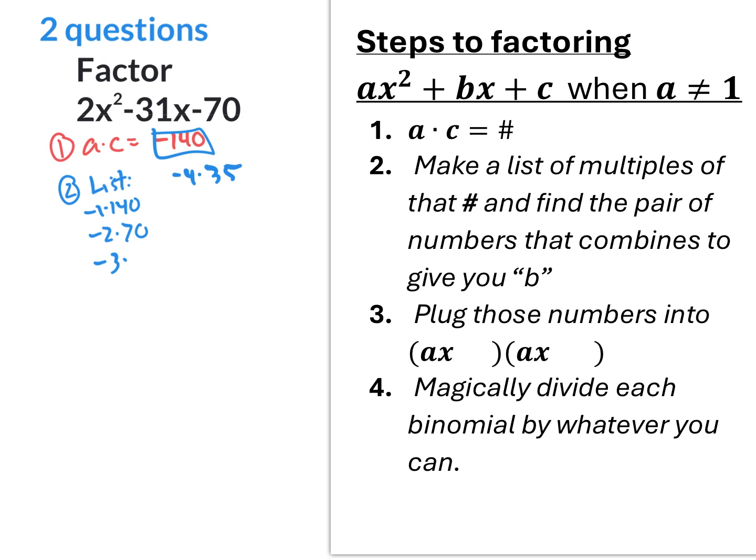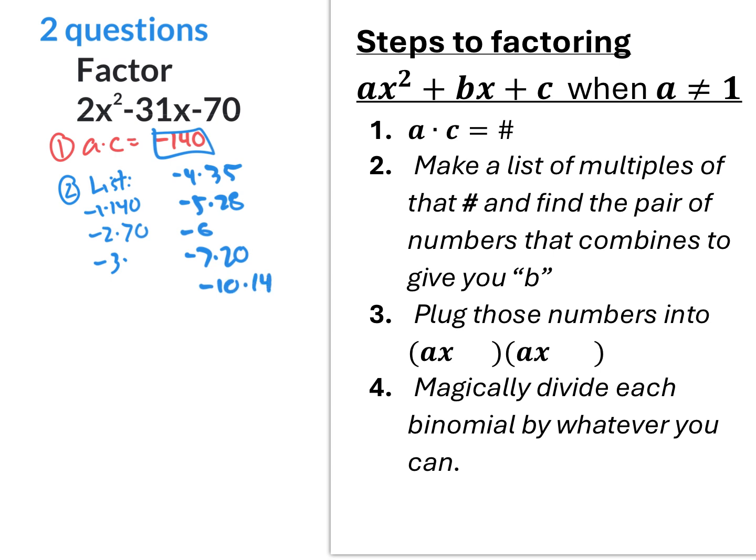Let me see, 140 divided by 5. That'll give us 28, so negative 5 times 28. 140 divided by 6 doesn't work. 140 divided by 7 is 20. So 7 times 20. 140 divided by 8 doesn't work. 140 divided by 9 doesn't work. 140 divided by 10, that'll be 14. So we also have negative 10 times 14.